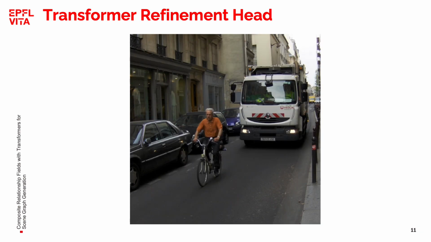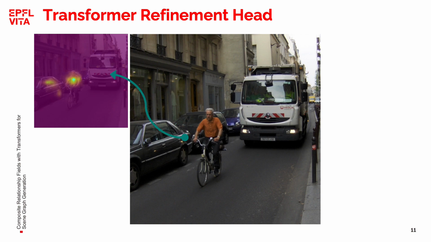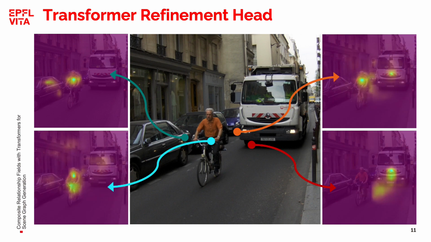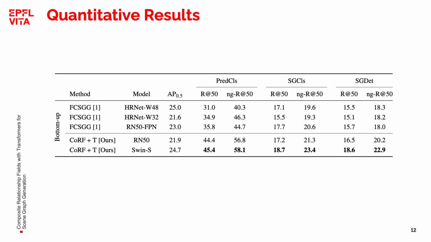To show that our transformer does attend to related objects, we visualize the attention maps. By passing this image to our model and looking at the attention map for this specific location, for instance, we can observe that the model is attending to certain objects that can be related at this location. Visualizations from other locations lead to the same conclusion. We benchmark our method on the Visual Genome dataset and show that our model obtains state-of-the-art performance for bottom-up methods on the different tasks while running in real time.